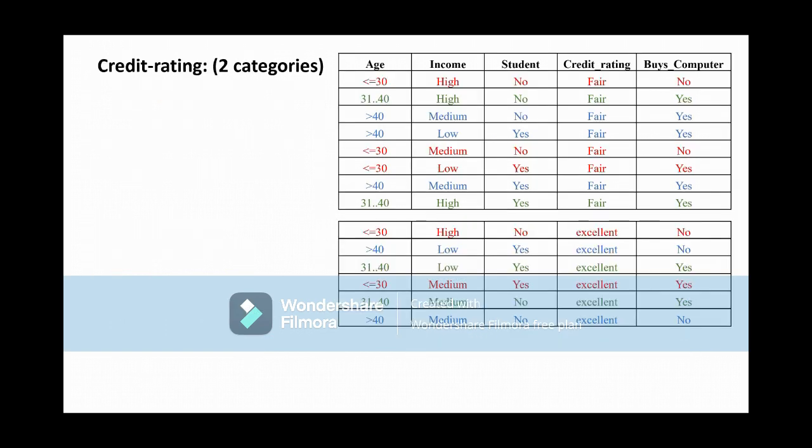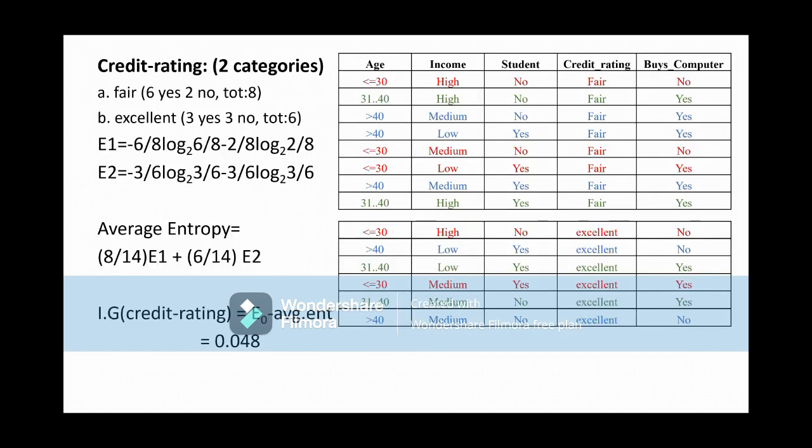Next one, the credit rating attribute, which has two categories, fair and excellent. For fair, there are 6 yes and 2 no's, and there are total 8 rows. For excellent, there are 3 yes and 3 no, total 6 rows. The probability of getting fair is 8 by 14, the probability of getting excellent is 6 by 14, and E1 and E2 are calculated based on these yes and no values. The average entropy can be calculated from the given values, and the information gain for credit rating is 0.048 while substituting the values.